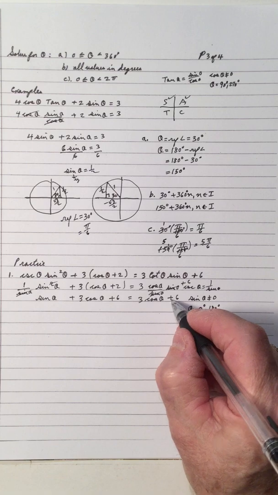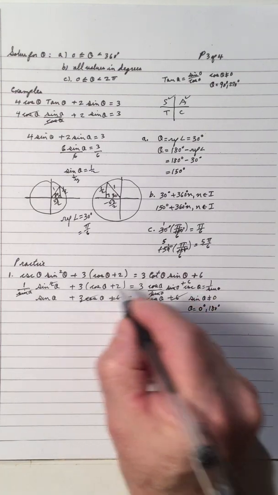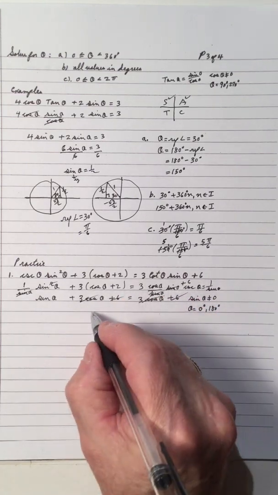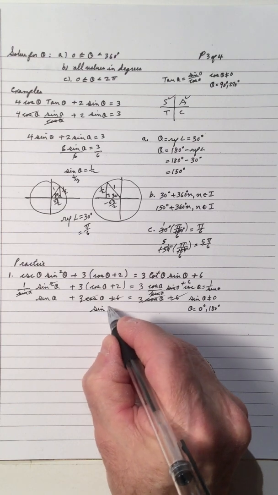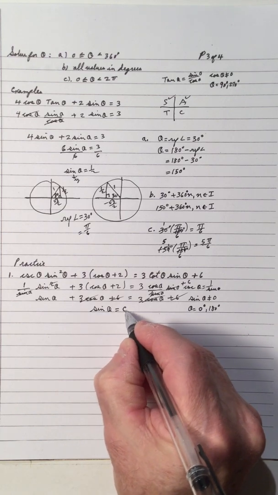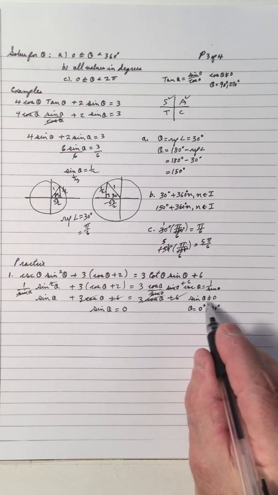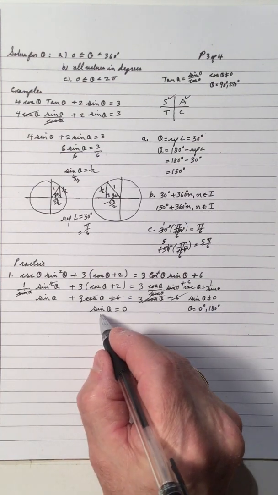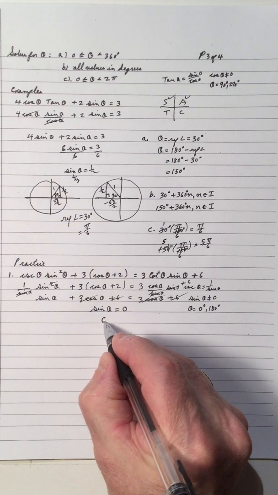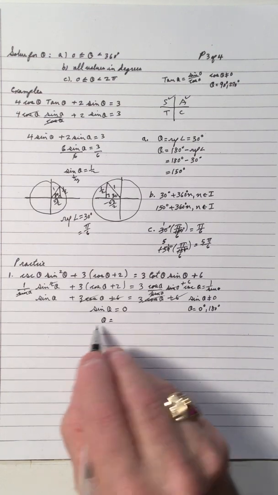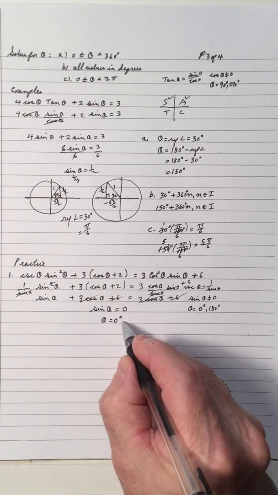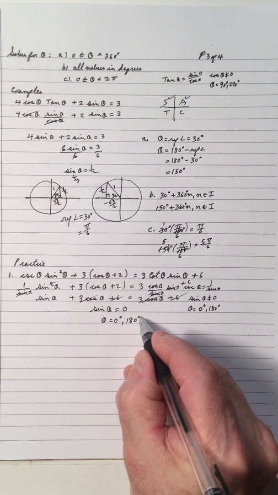Notice the 6 is on both sides, so we can cancel them. 3 cos theta is on both sides, and we cancel them. So that means that sine theta is equal to 0. And as we found, we cannot have sine theta equal 0. Because if sine theta is equal to 0, that means theta is going to equal 0 degrees or 180 degrees.